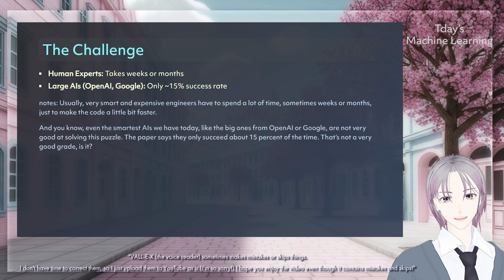Usually very smart and expensive engineers have to spend a lot of time, sometimes weeks or months, just to make the code a little bit faster. And you know, even the smartest AIs we have today, like the big ones from OpenAI or Google, are not very good at solving this puzzle. The paper says they only succeed about 15% of the time. That's not a very good grade, is it?